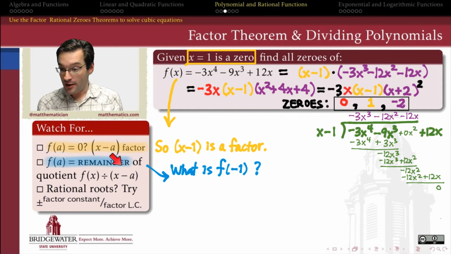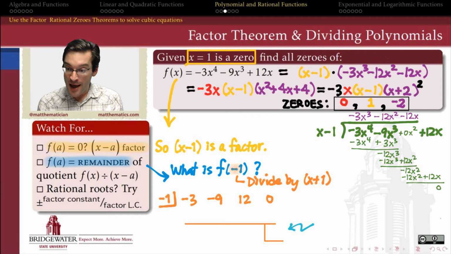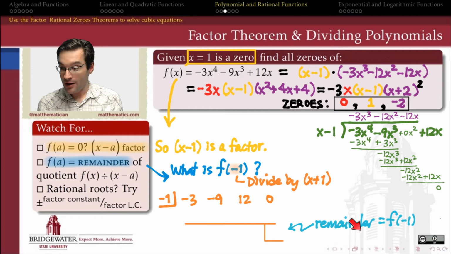It can also tell us the value of my function via the remainder. The remainder in a division problem is just equal to f of a. So if I want to know, for example, what is f of negative 1 without plugging negative 1 into my function, I can divide my polynomial by x plus 1. Let's do that using the synthetic division algorithm. At the end of this algorithm, the remainder that we get here is going to equal the value of f of negative 1.